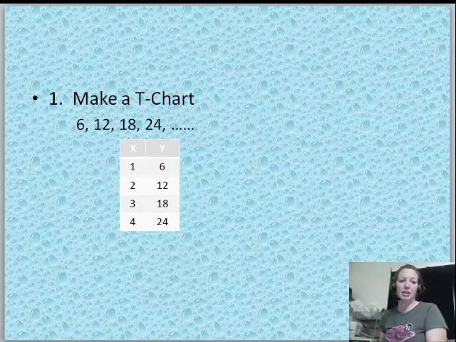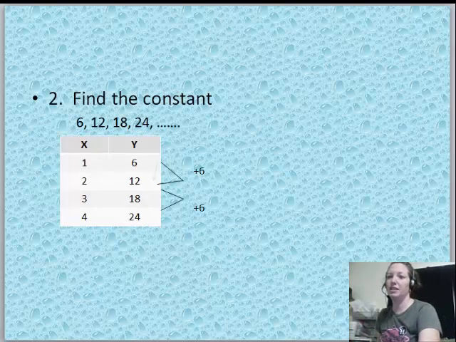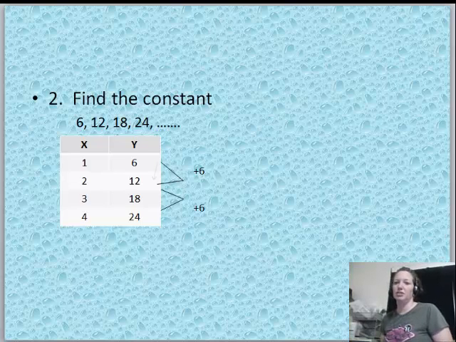Okay, on the next page, write find the constant. You also have to copy your t-chart onto here. So again, we have a t-chart with X and Y, 1 through 4 under X, 6 through 24 under Y. That was 6, 12, 18, and 24.